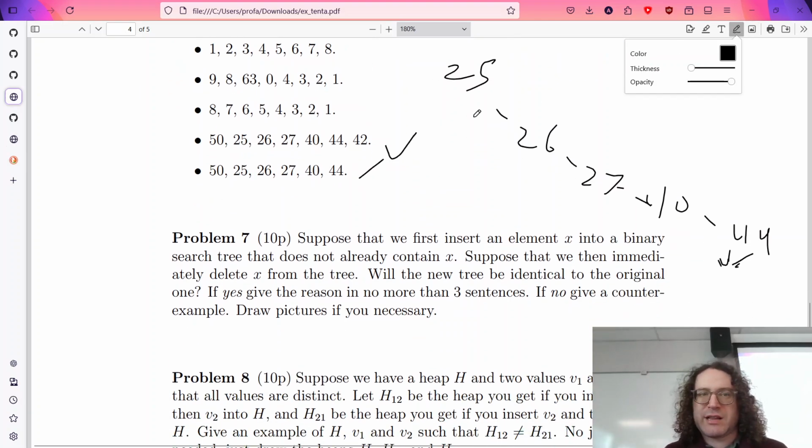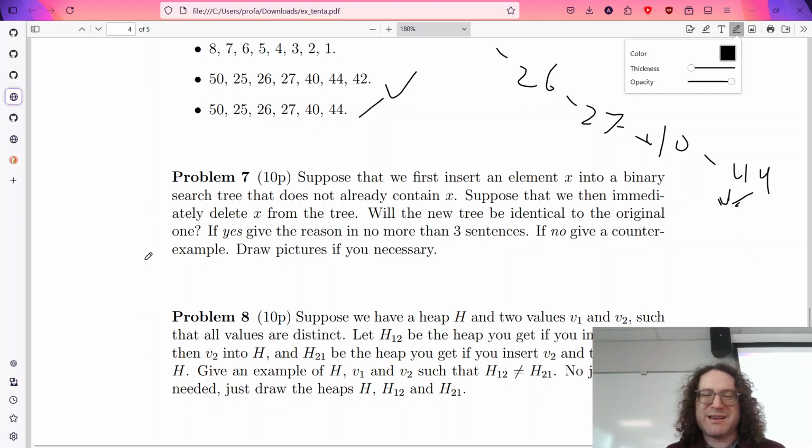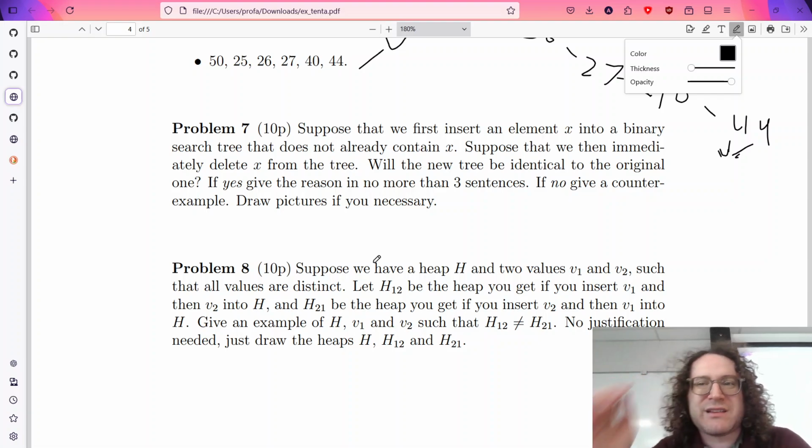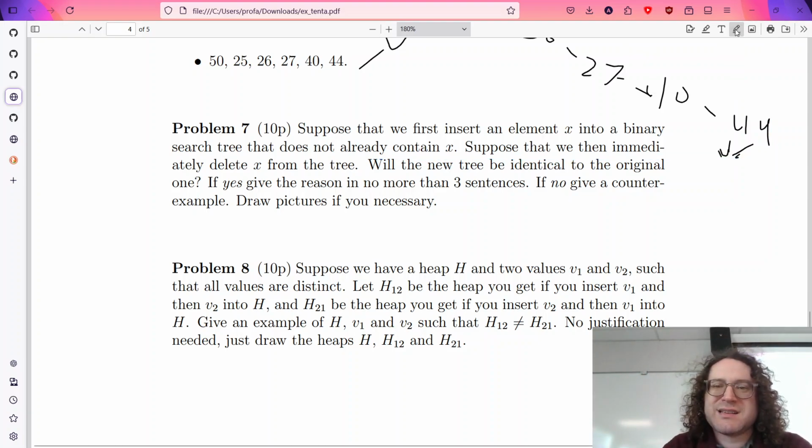Now, this one I actually like as a theory question, even though it's silly. Suppose we insert an element X into a binary search tree that does not already contain X. Suppose then we immediately delete X from the tree. Will the new tree be identical to the original?